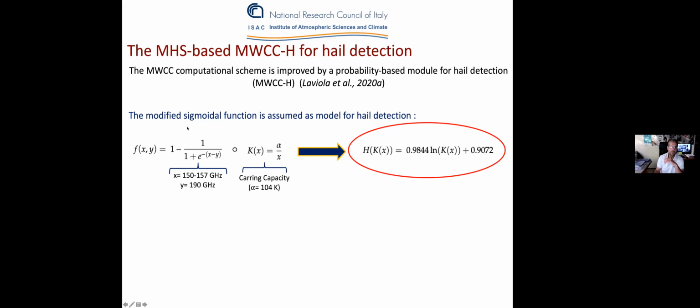Here you can observe the formal equation, where the first part of this equation strictly depends on the frequency. The frequency is 150, 190 gigahertz. And the second part is the carrying capacity. The combination of these two equations gives us the H function. It only depends on the frequencies 150, 157 gigahertz.